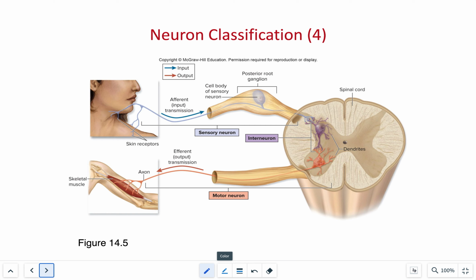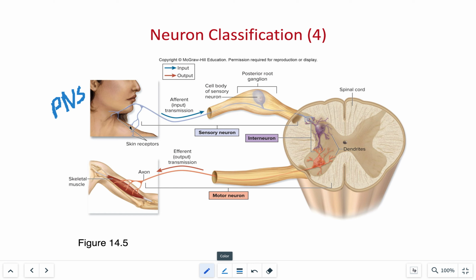So this picture is going to be a general diagram of information coming from the peripheral nervous system. So over here, the skin receptor would be the PNS, or the peripheral nervous system. And then it is going to be processed inside of the spinal cord or the central nervous system, and then a motor command will be delivered back to the peripheral nervous system.